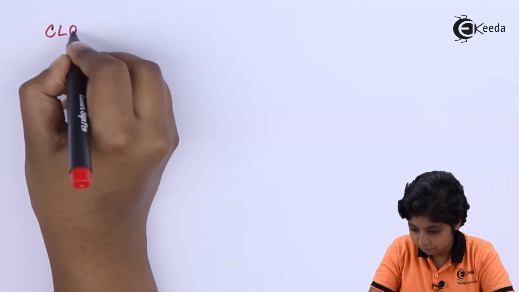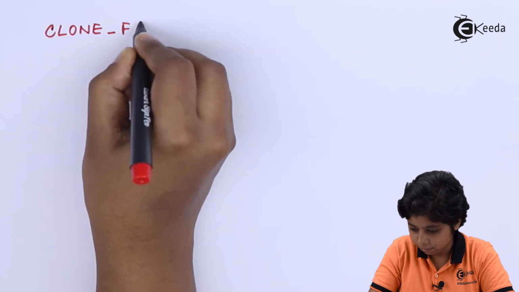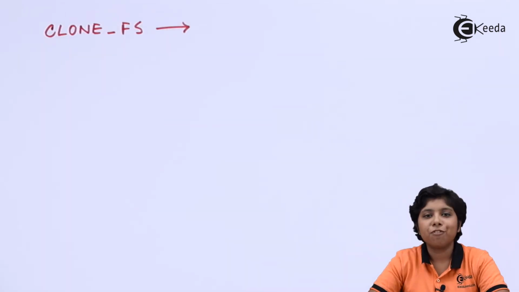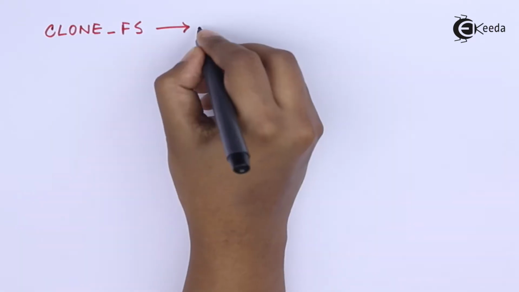Now, when Linux is using the clone system call, a set of flags are passed to it to determine how much sharing is to take place between the parent and the child task. Now, we will discuss some of the flags today. The first flag which we'll discuss is the clone fs flag. In this clone fs flag, only the file system information is shared among the parent and the child task.